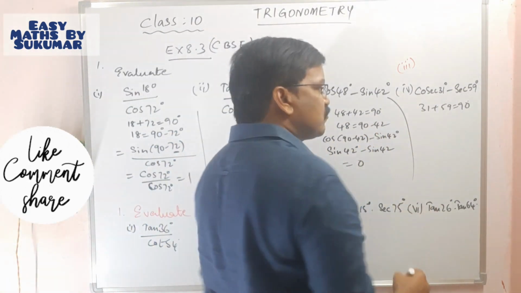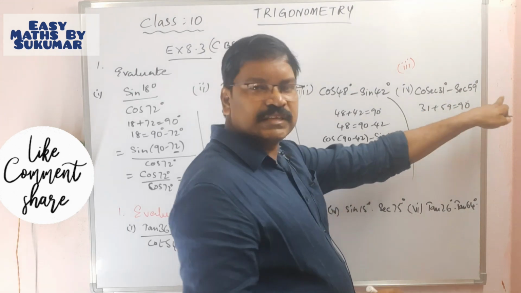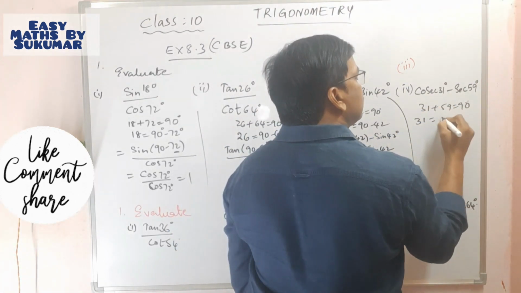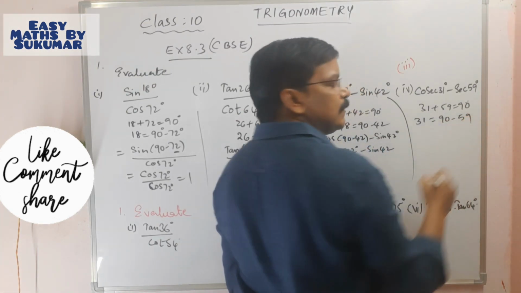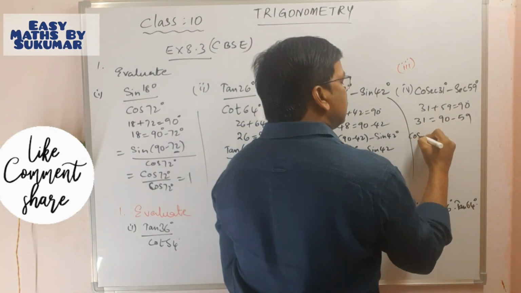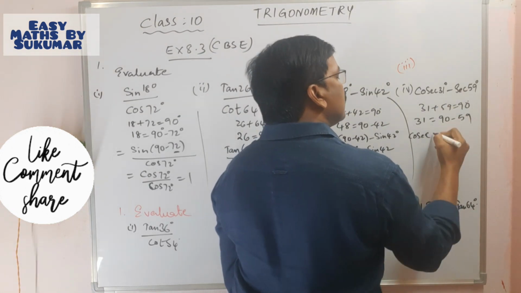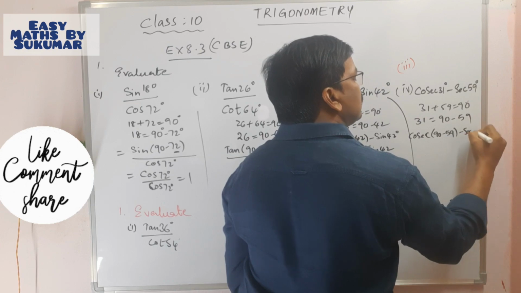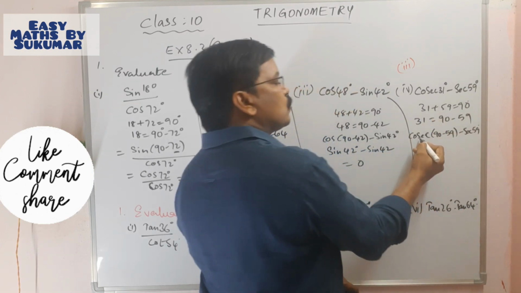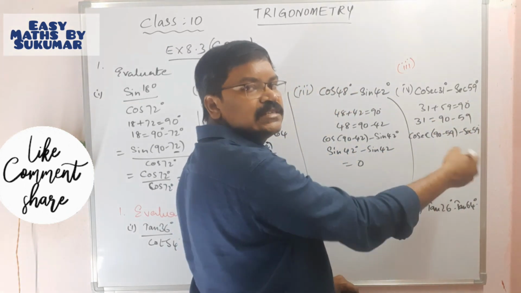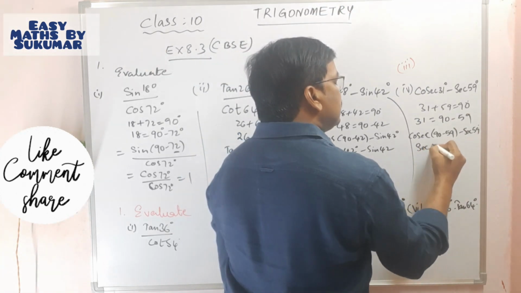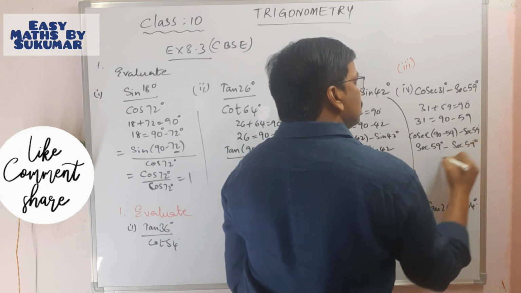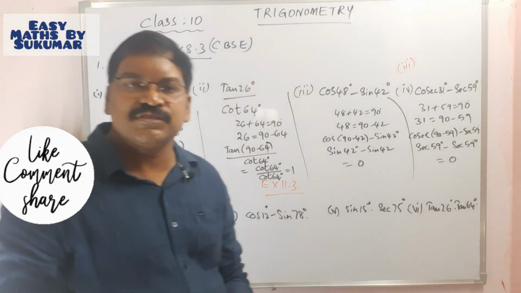Now coming to this last question here, cosecant 31 minus secant 59. 31 plus 59 is 90. So 31 can be written as 90 minus 59. So this is cosecant 90 minus 59 minus secant 59. Okay, so cosecant 90 minus theta is secant theta, that is secant 59 degrees minus secant 59 degrees. So secant 59 minus secant 59 is 0.